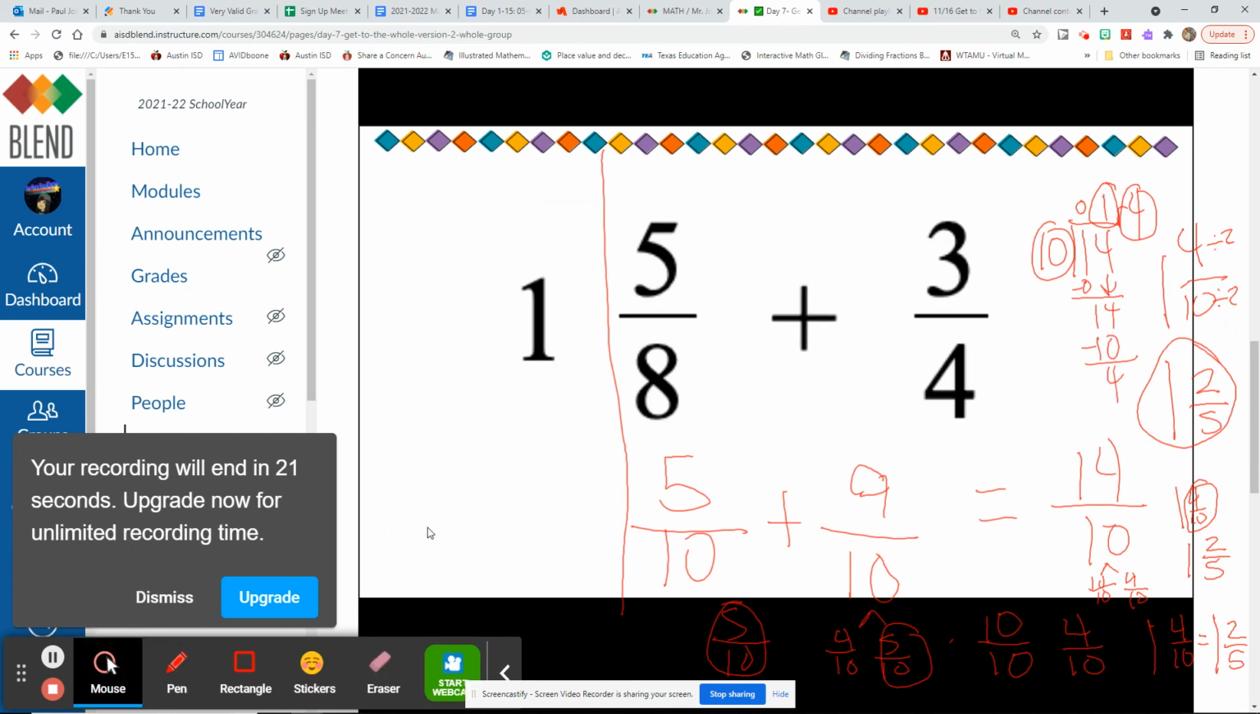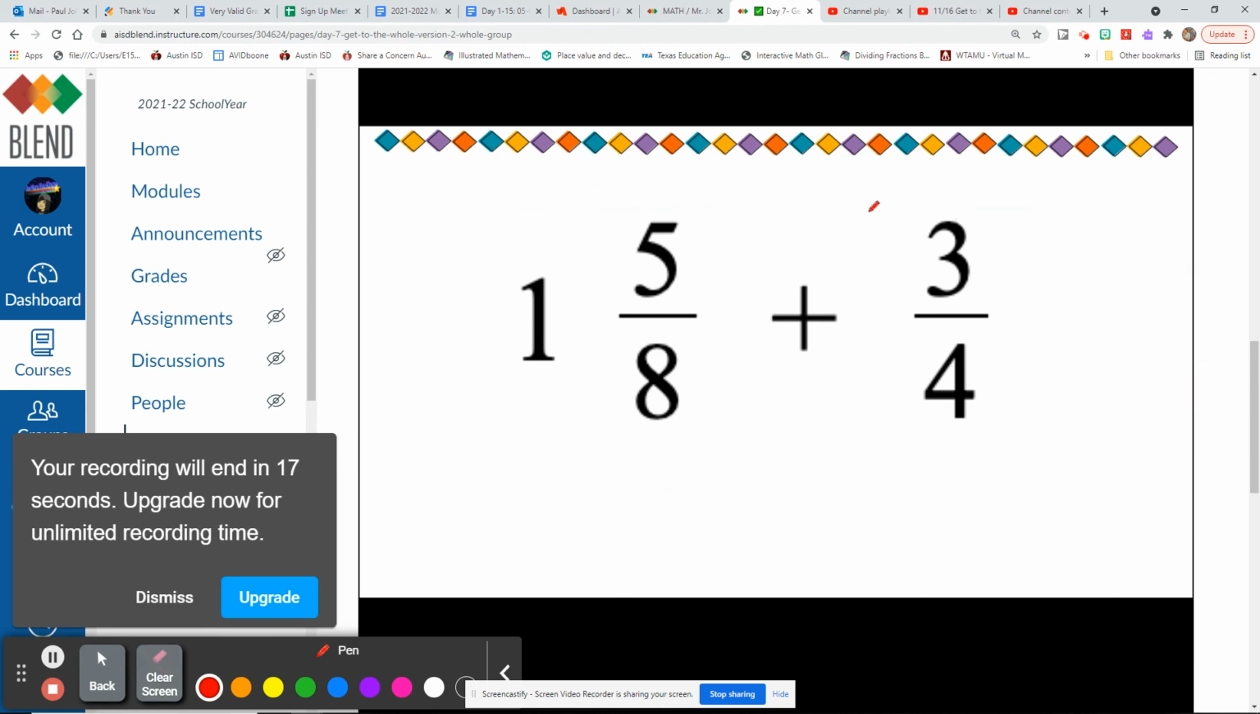So it's another look at it, and then when we come back, we're going to take a look at this problem. I want you to give this one a try on your own: 1 and 5/8 plus 3/4, and then when we come back, we will check our work together. Also, you could do it a little bit differently than me when we come back, so keep that in mind as well.